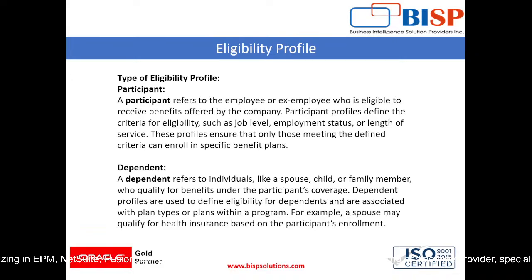Then there is eligibility profile, which is participant and dependent. Participant is the one who is eligible for taking up the benefit, and likewise the dependent. If you include anyone into your benefit plan, like your spouse, child or family member, whether that person is eligible for that benefit or not will be decided by the benefit eligibility profile.